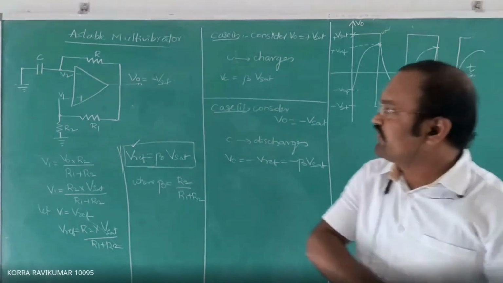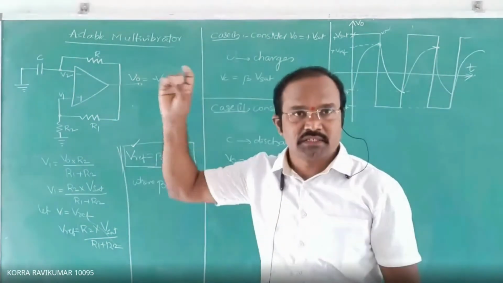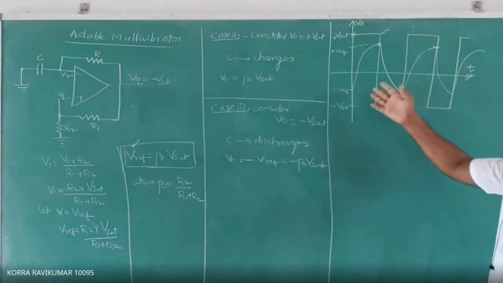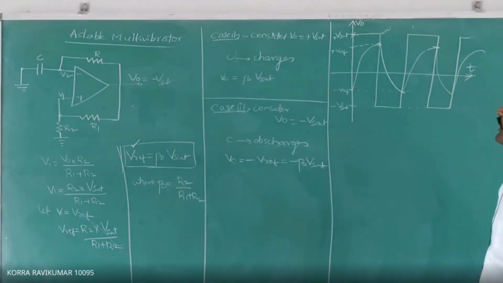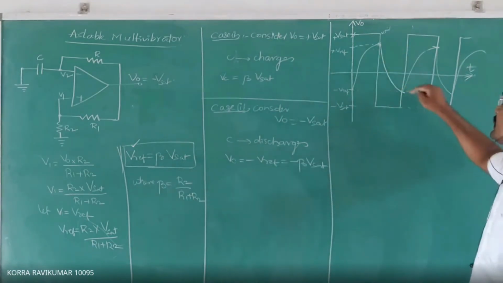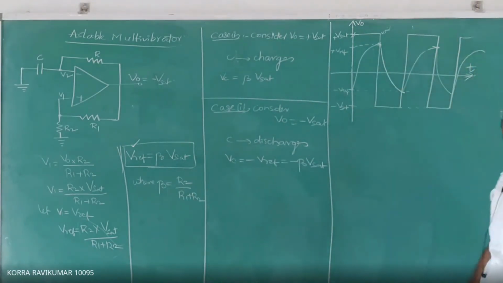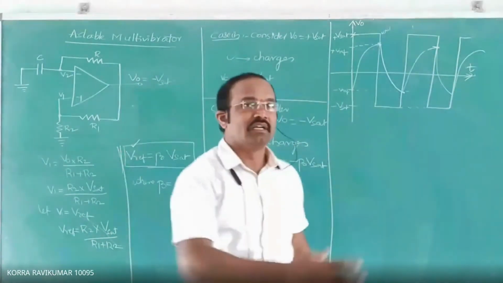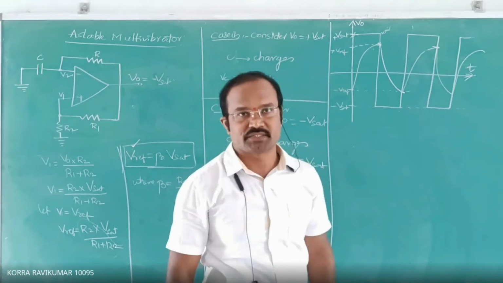Means we have input voltage, still we are getting the output like this. We are getting the output like this. A square wave along with capacitor action, charging, discharging means like a sawtooth waveform. It seems to be. Actually, it is exponential increasing and exponential decreasing capacitor action.